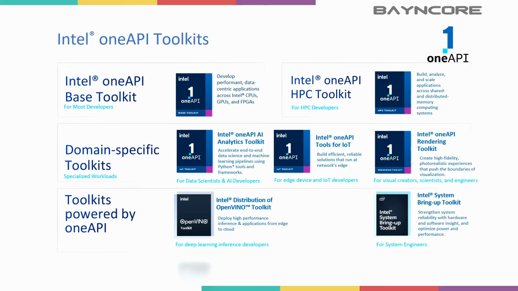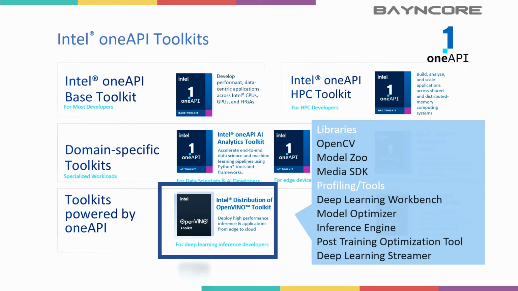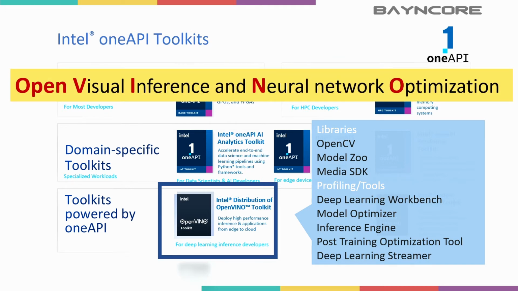You'll remember from our previous videos that there are 7 toolkits. And in this video we're looking at the Intel Distribution of OpenVINO toolkit. The OpenVINO name stands for Open Visual Inference and Neural Network Optimization and has a mixture of libraries and tools that you can use to optimize and deploy inference applications.